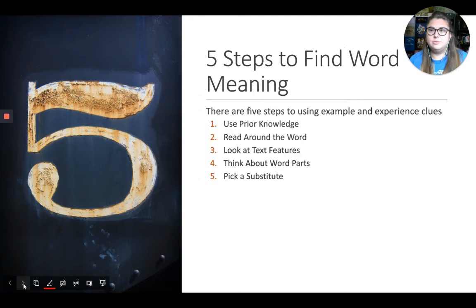So we've got root prefixes and suffixes. We've talked about synonyms and antonyms. And the last part of our lesson today, we're going to talk about the 5 steps to find word meaning. And this is actually the most important part of the lesson.